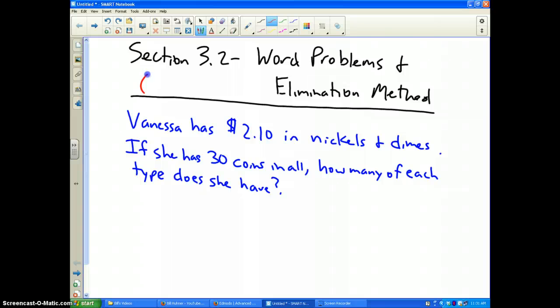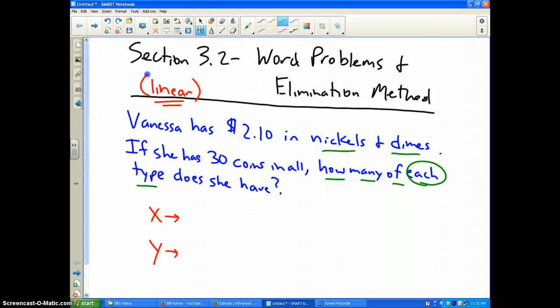Since we are in the chapter that deals with the word linear, we're going to have two variables, an x variable and a y variable, and we need to know what both of them are before we begin. As you read the problem, there's no clue as far as the word slope is concerned. However, the one clue is in the question: how many of each type does she have? The question is asking how many nickels and how many dimes she has, since those are the two types of coins.